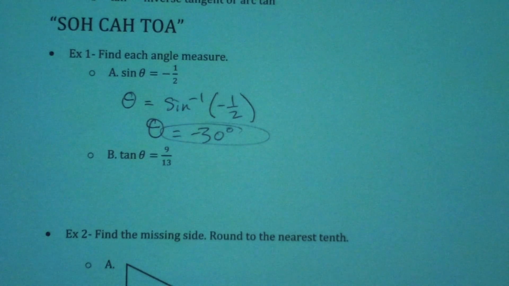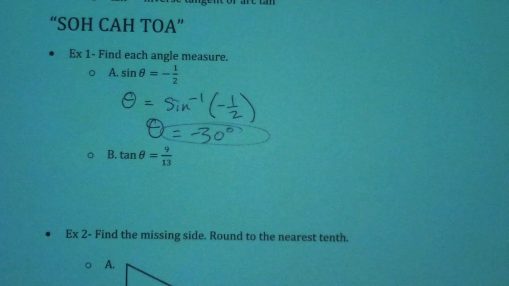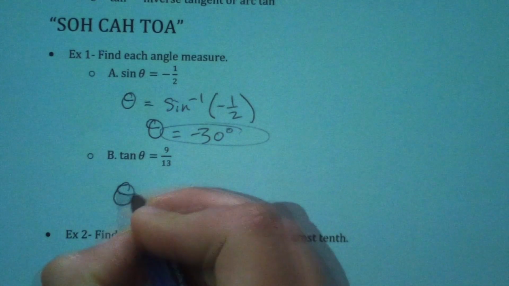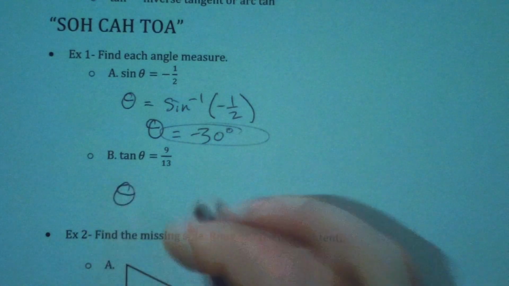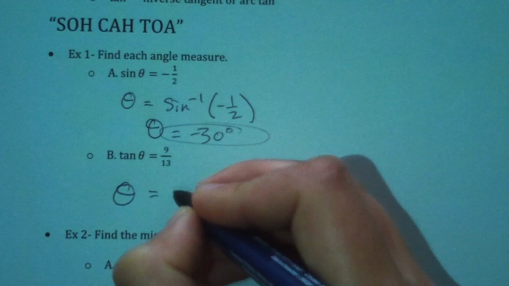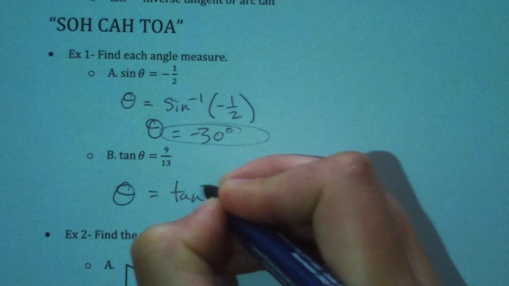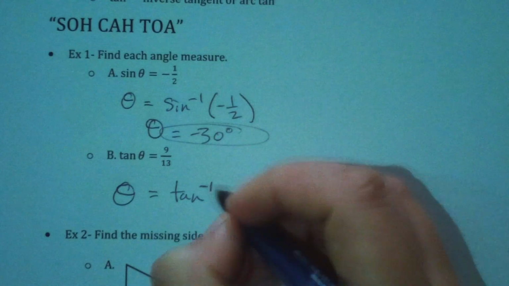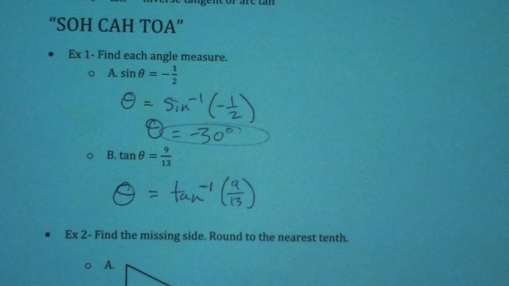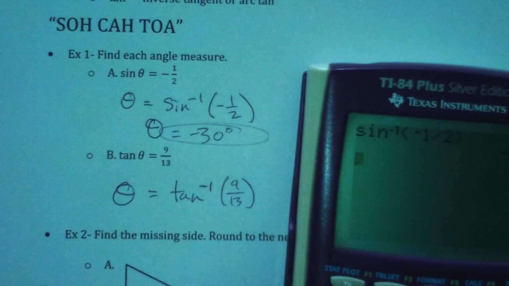So the inverse just makes it go away there, so I'm just left with theta. And then if I do the inverse of tangent over here, or arctan, of 9/13, I just do the same thing on my calculator. I go second button to turn the inverse on, hit my tangent button, so I have inverse of tangent. My number there is 9/13, so 9 divided by 13.